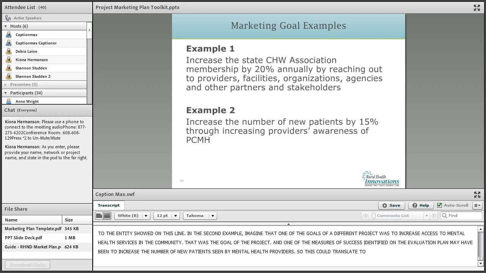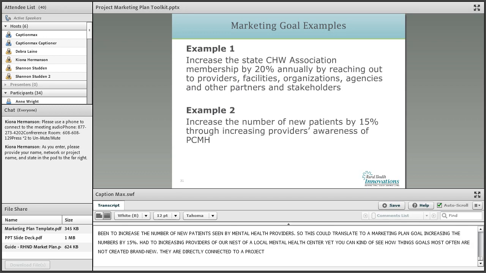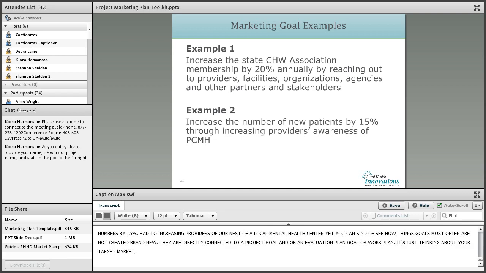In the second example, imagine that one of the goals of a different project was to increase access to mental health services in the community. So that was the goal of the project. And one of the measures of success identified on their evaluation plan may have been to increase the number of new patients seen by mental health providers. So this could translate to a marketing plan goal of increasing the number of new patients by, say, 15%, as we have on the slide, through increasing providers' awareness of a local mental health center.